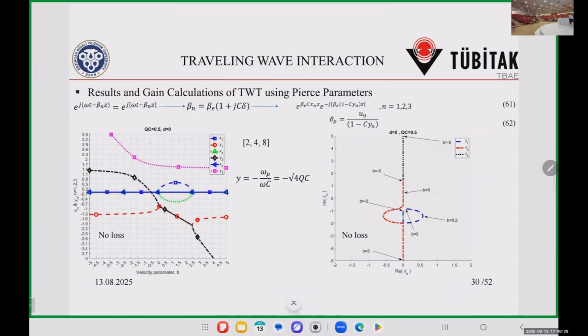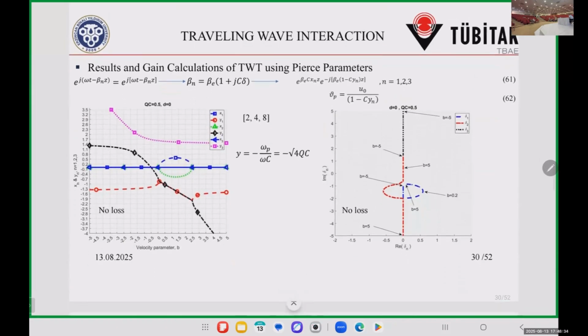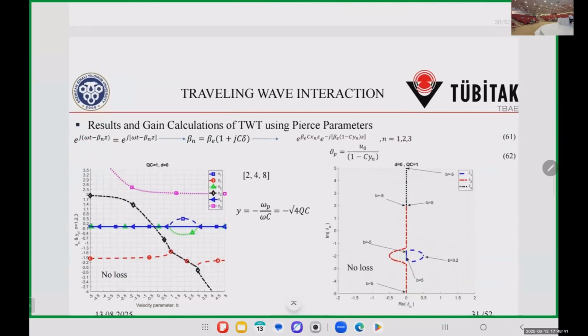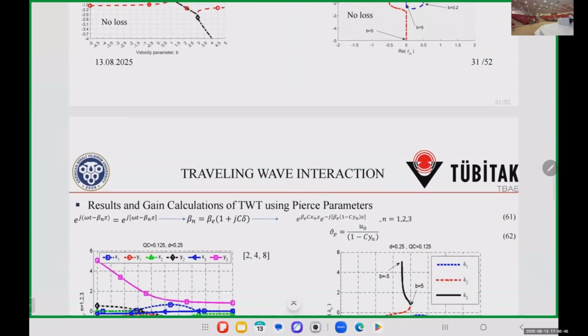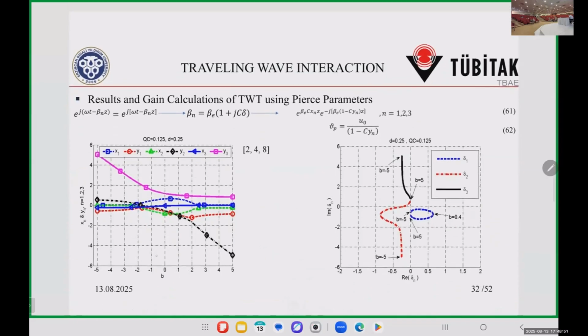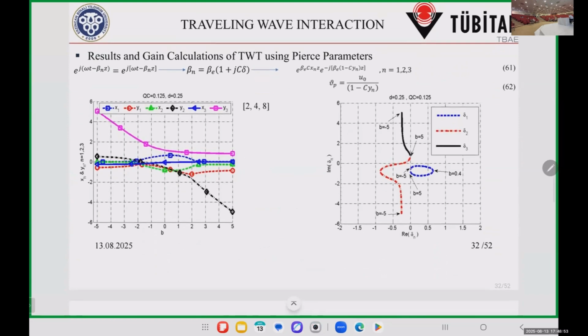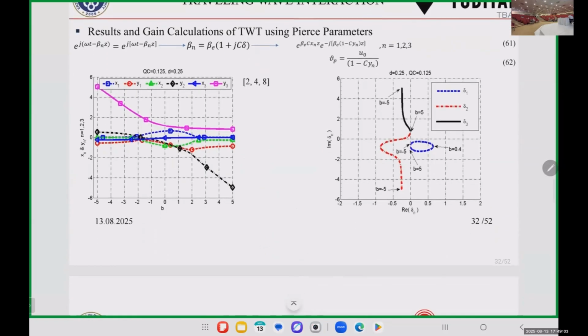So if we increase the space charge effect, then we can say x1 becomes decreasing here and shifting. If we change both of them, then we can see the effect of this incremental propagation constants here.